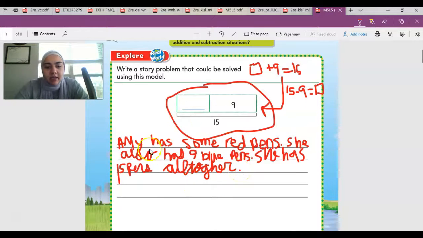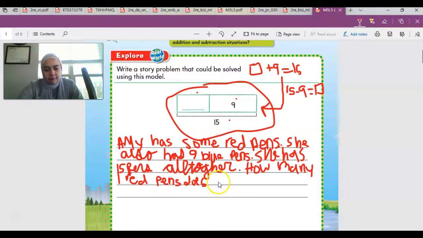Now what's the question? She has some red pens. She has blue, 9 blue pens. She has 15 all together. The question is, trying to find out what's in the empty box. So the question is, how many red pens does Amy have? Okay, and then you're going to solve that problem. So what goes in the empty box?